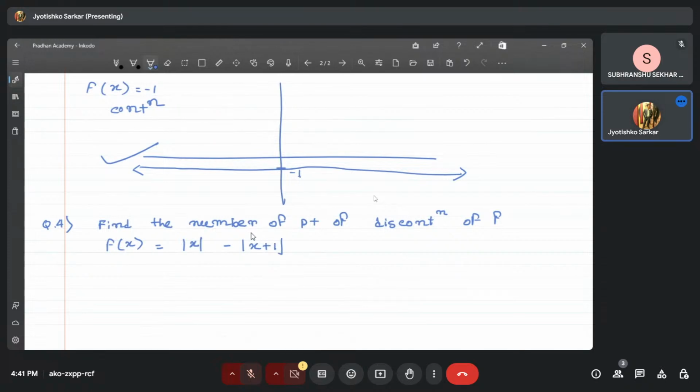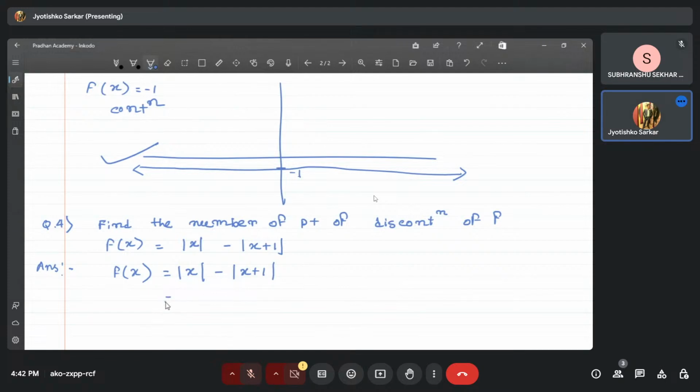Now you can see this is a problem of 2 marks. It is looking quite difficult, but it is not. If you try to solve it computationally, you will feel the toughness, but you can solve it graphically also, and the graphical method is also valid, and that is also easy. So for graph, we have to define the function carefully. So let's define the function f(x) equals to mod x minus mod of x plus 1.